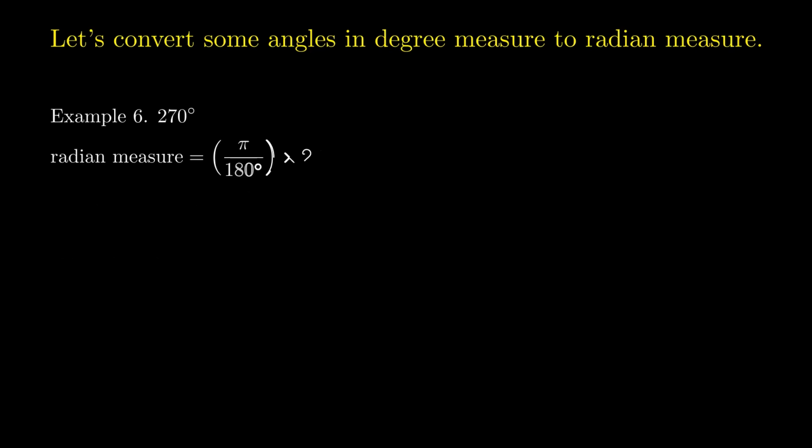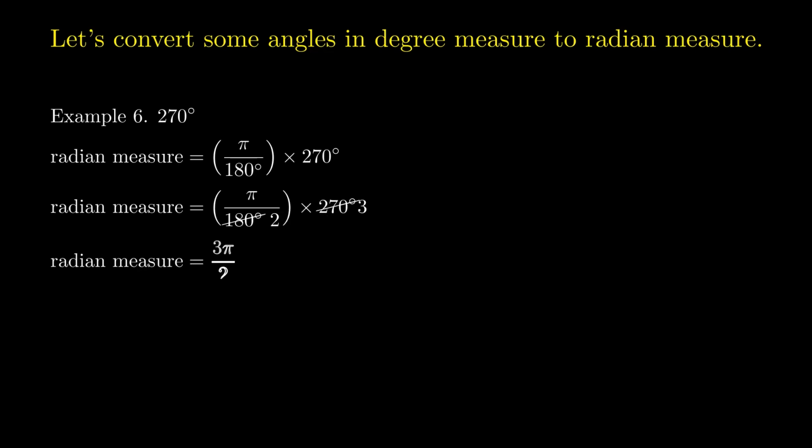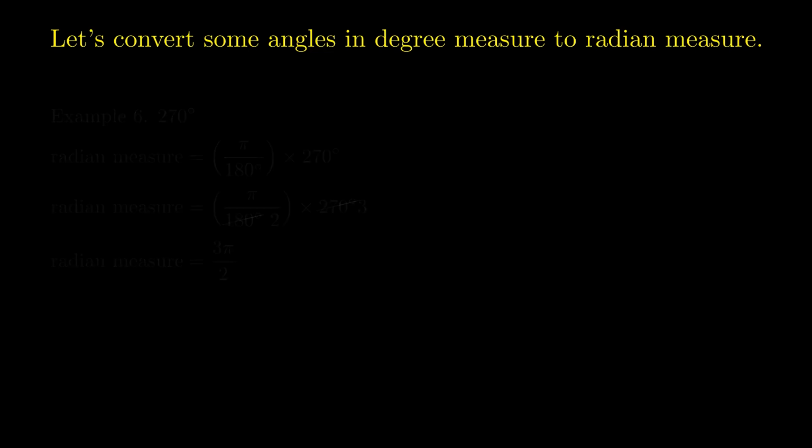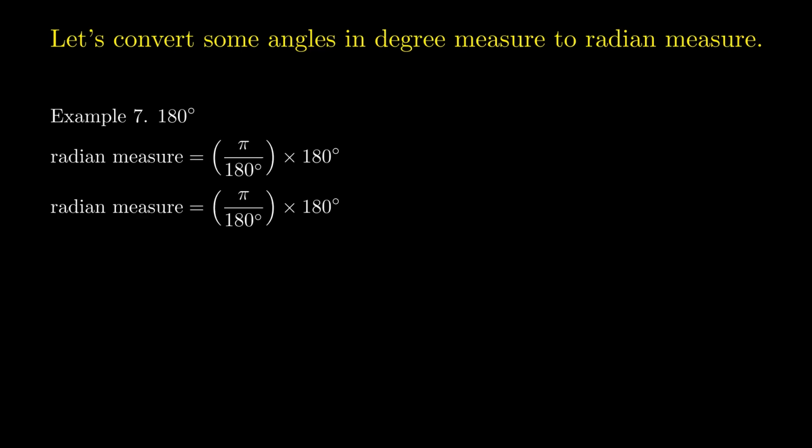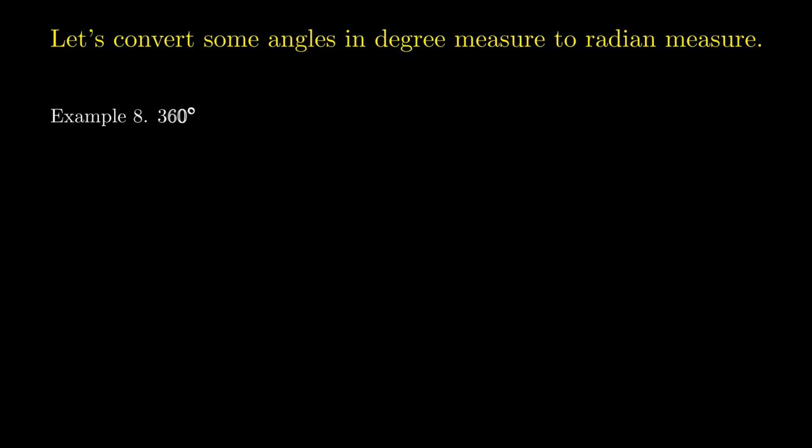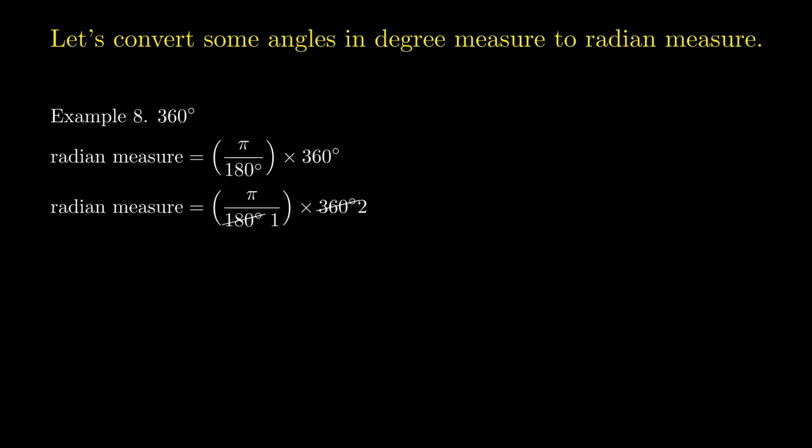270 degrees will be 3 pi by 2 radians. For 180 degrees, it is simple, it's pi radians. So 360 is 2 pi radians, which is the full rotation that we had already seen.